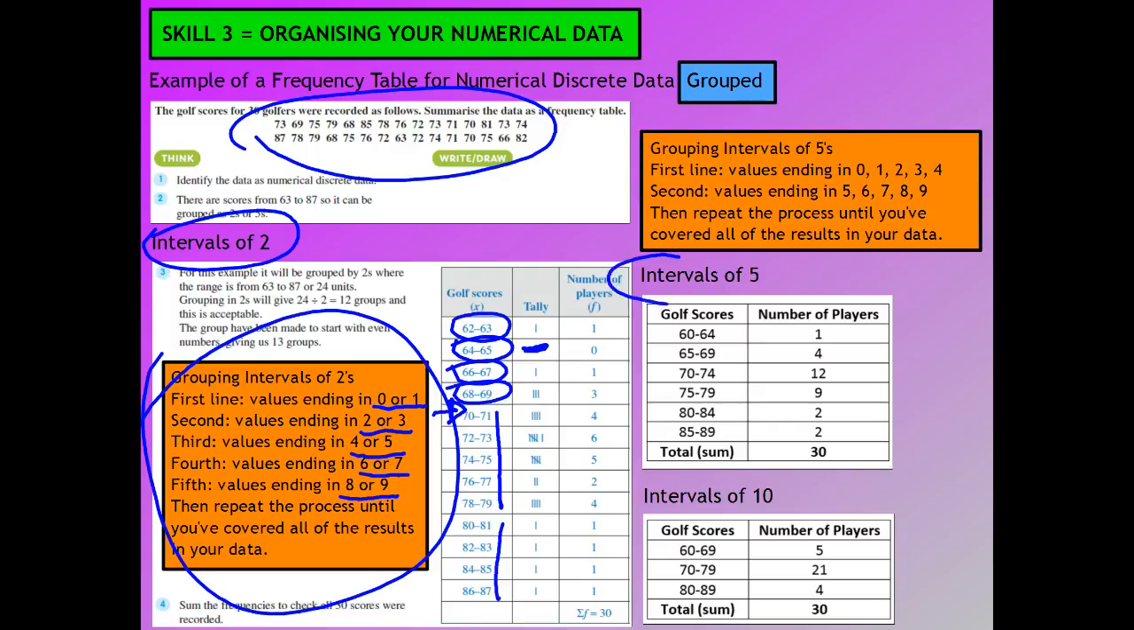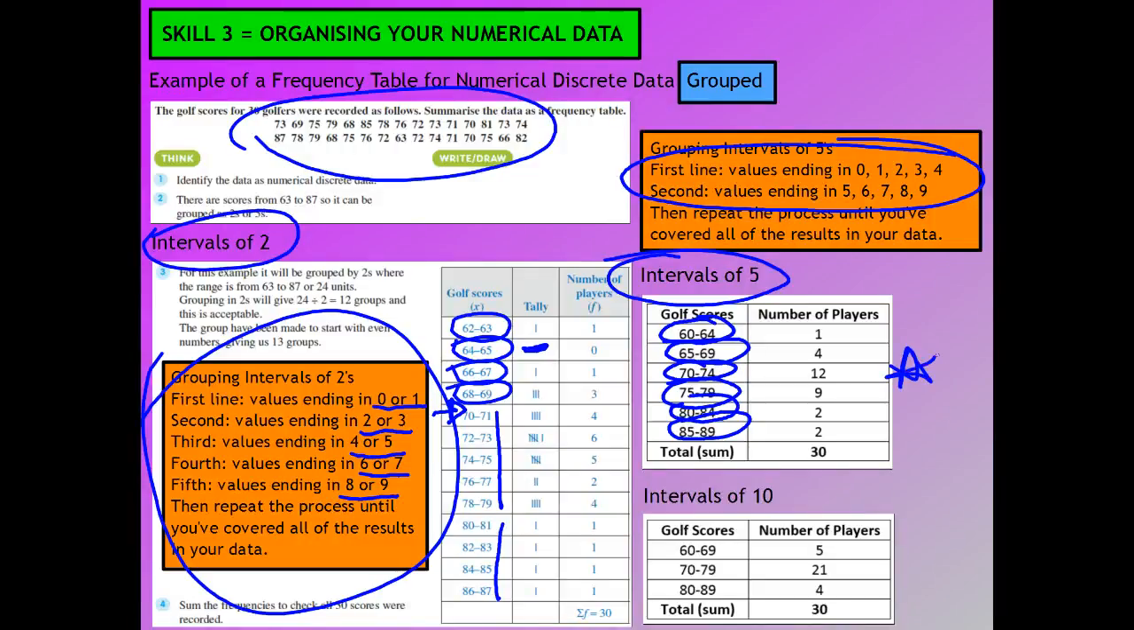We could also sort these golf scores into intervals of 5. The way you do that is get the scores ending in 0, 1, 2, 3, or 4 in the first line, and then ending in 5, 6, 7, 8, or 9 in the second line. So I've put those details there. Then again, repeat that process for the 70s and then the 80s. So now we've got a frequency table here that's a little bit easier to manage because the data's been grouped together.